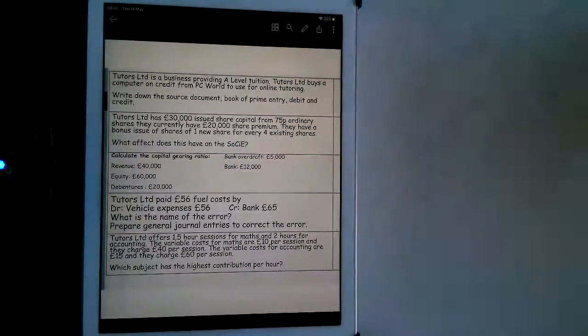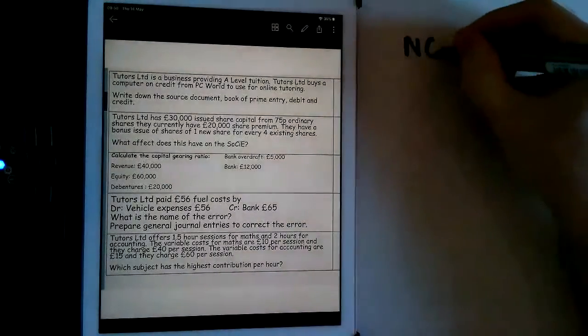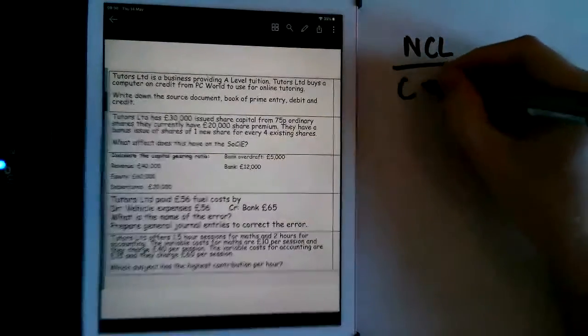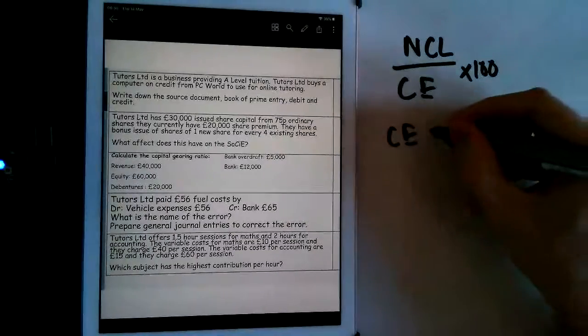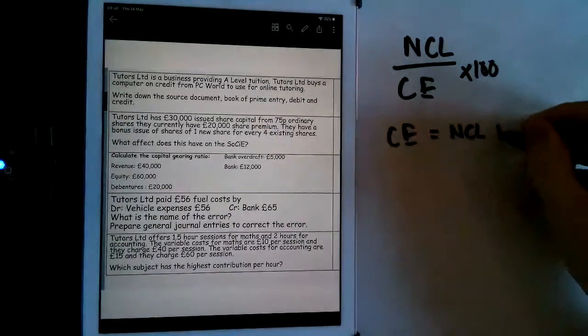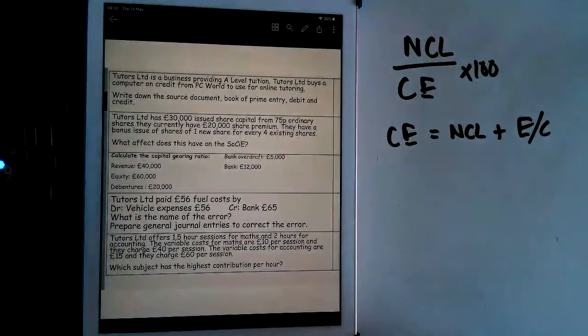Okay, third one, gearing. It's non-current liabilities divided by capital employed times 100, and capital employed is non-current liabilities plus equity or capital, if we're a limited company or sole trader.